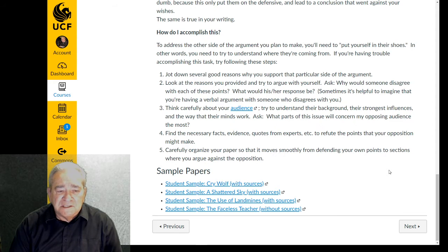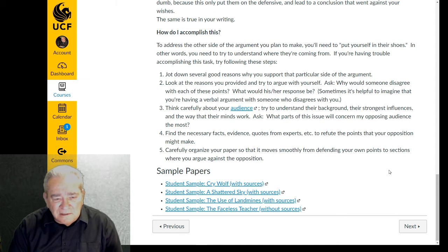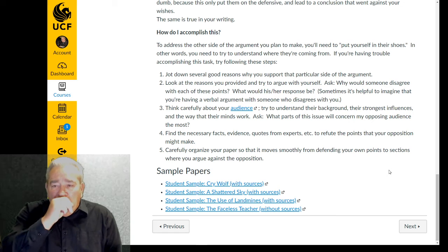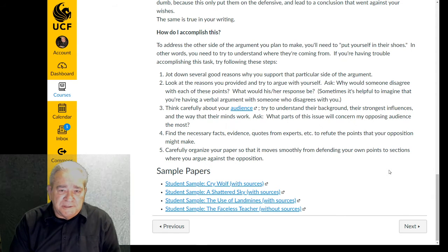How are they supporting their argument? You have to look at what they're using for support as well. Look at the reasons you provided and try to argue with yourself. Ask, why would someone disagree with each of these points? And that's why I pointed out in some of the little memos, where's the argument? What's the argument about? Tell me. There's no argument in that. I agree with you. Everybody agrees with that statement. Well, that's not a good argument. So why would somebody disagree with me? What would their response be?